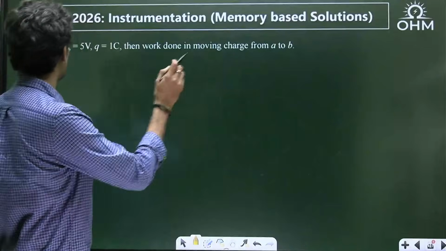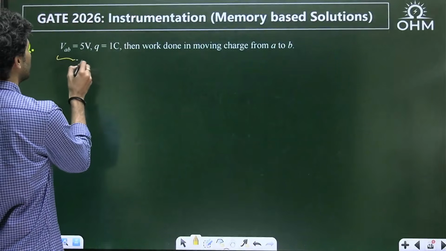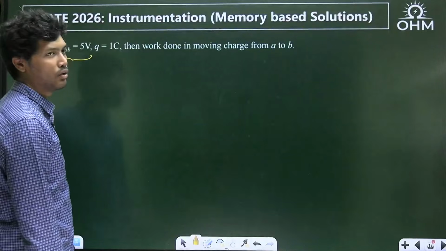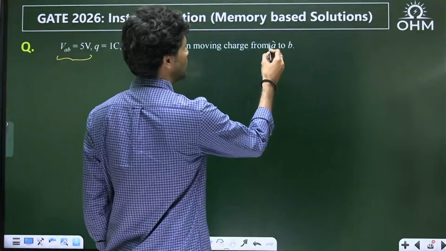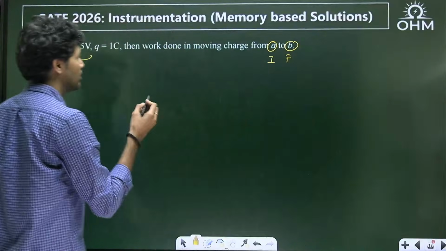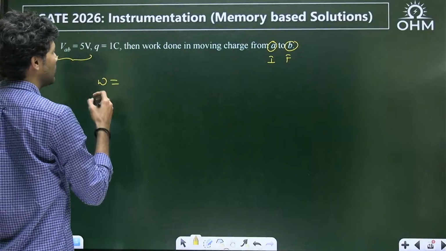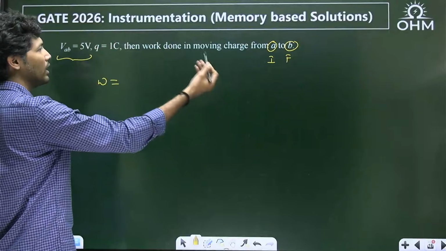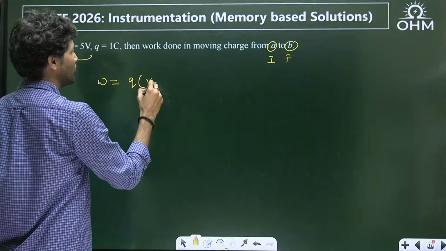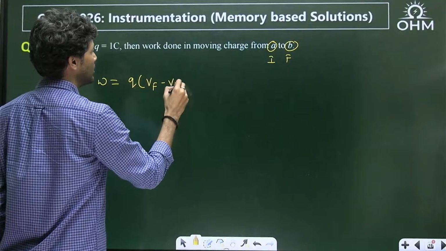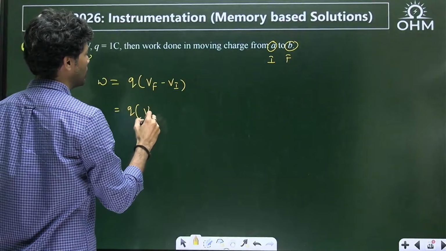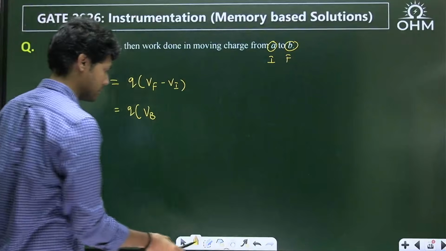So this is one question. We have been given VAB as 5 volts, and we are supposed to move a charge from point A to point B. This is the initial point I, and this is the final point F. The work done in moving a charge Q from point I to point F is Q into potential at final point minus potential at initial point. So this becomes equal to Q into VB minus VA.